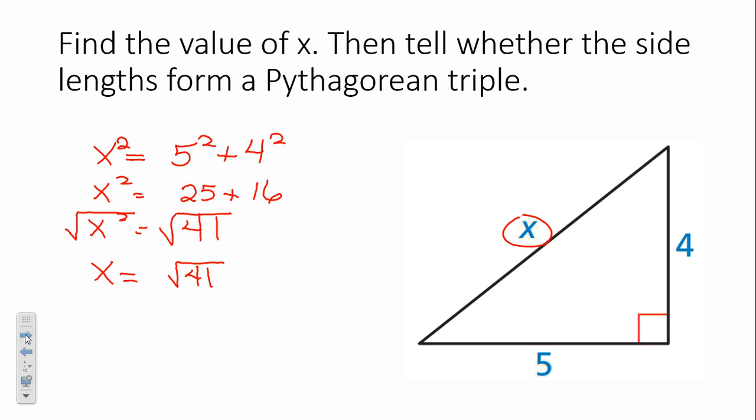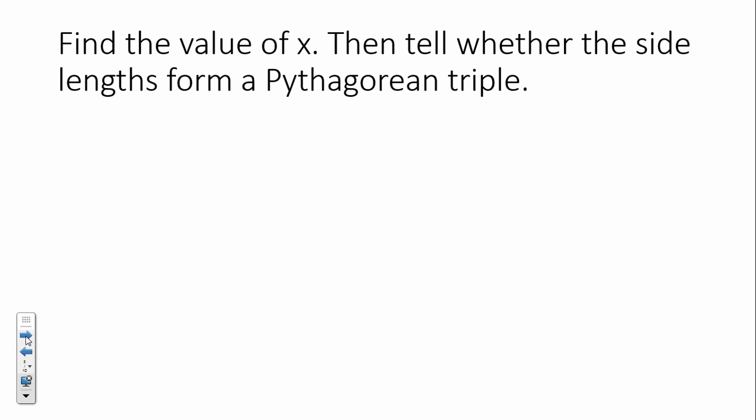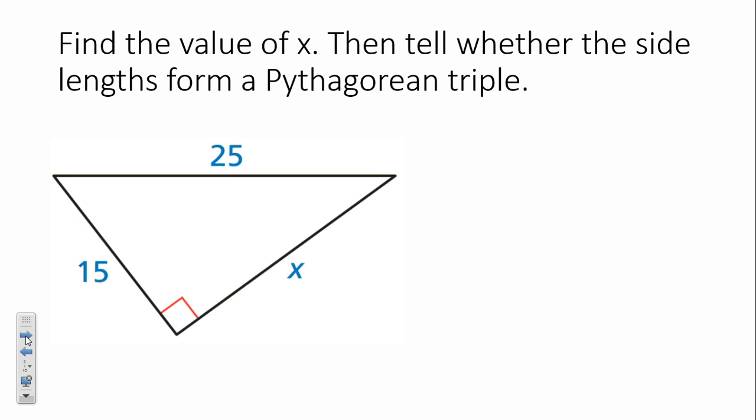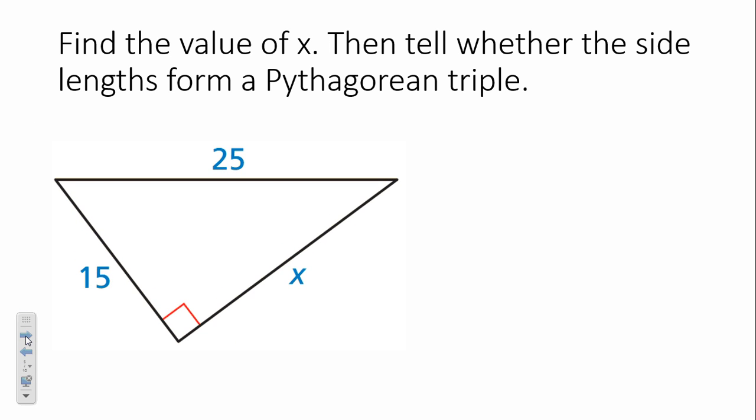Now, is this a Pythagorean triple? No, because it doesn't come out to an integer. Okay, a nice counting number. All right, so next example says, tell whether this side forms a Pythagorean triple. First find it, and then tell me whether it forms a Pythagorean triple.